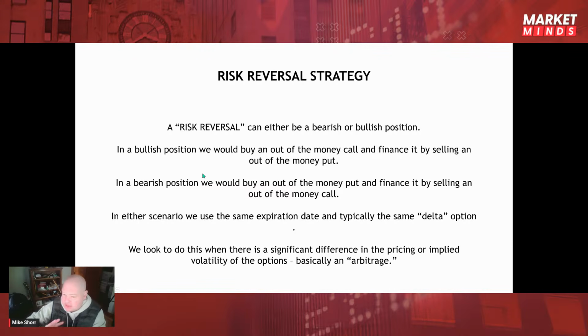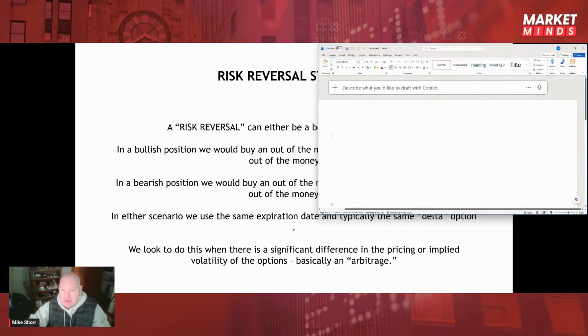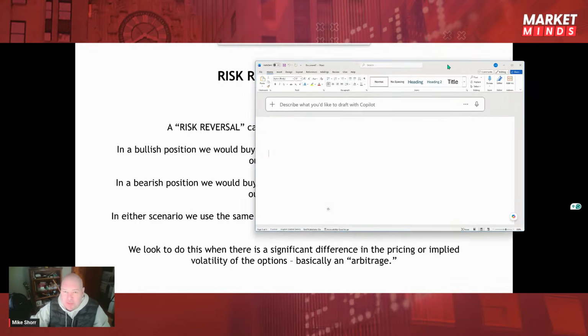Now we're going to be using the same expiration and the same delta position typically. So if we're selling a 25 delta call, we're going to be buying a 25 delta put, or conversely. Now, when there's a significant difference in the pricing or the implied volatility of the options, we're going to call that an implied volatility arbitrage. And let me bring up a blank sheet of paper here.